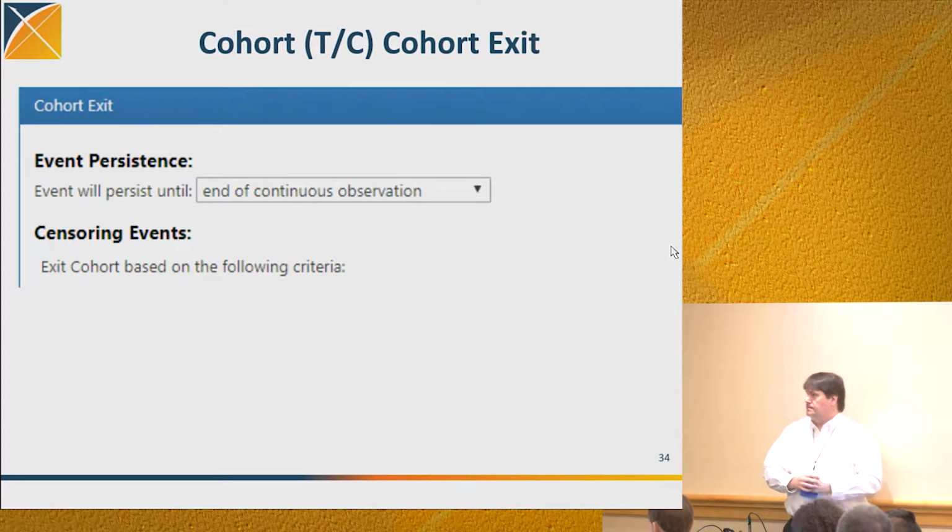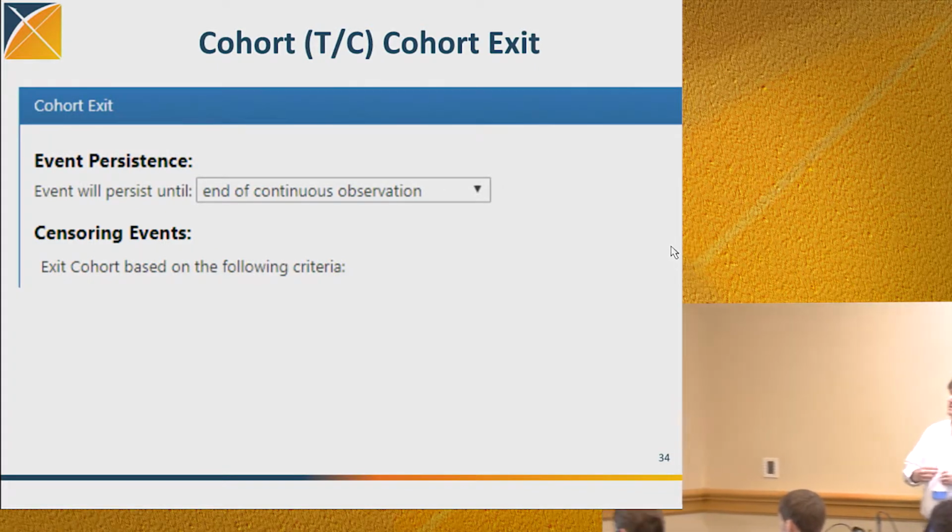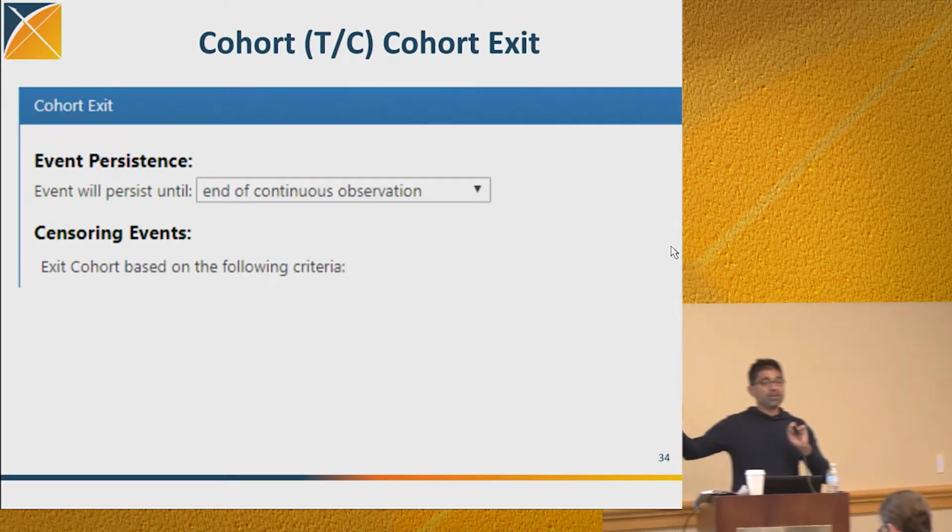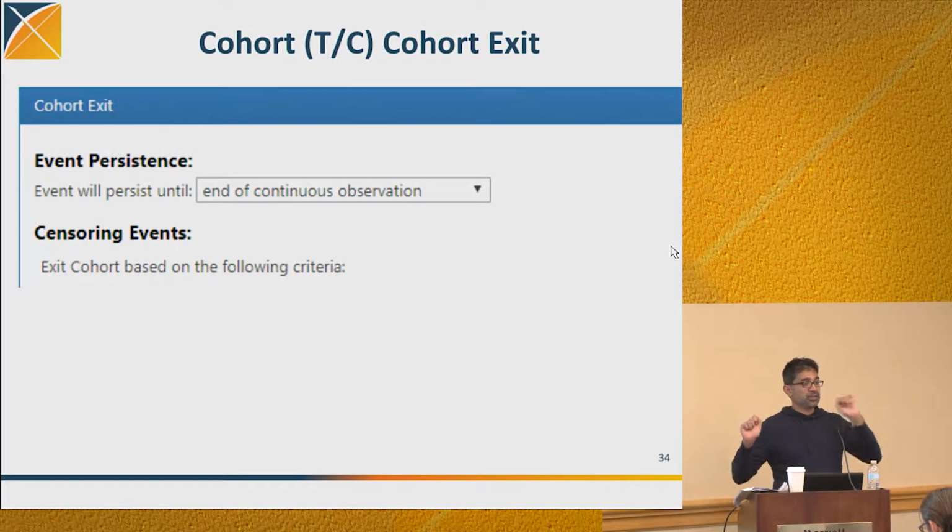So in other words, if your research question is, I don't care how long the person took the drug, I just want to know if the person took the drug or not, then you can make your cohort end date equal to cohort start date, and you're done. Because all you need to know is, took the drug or did not take the drug.